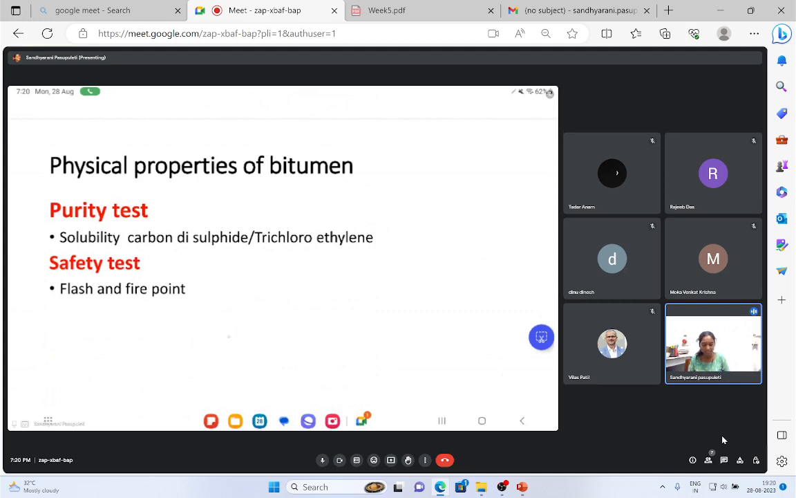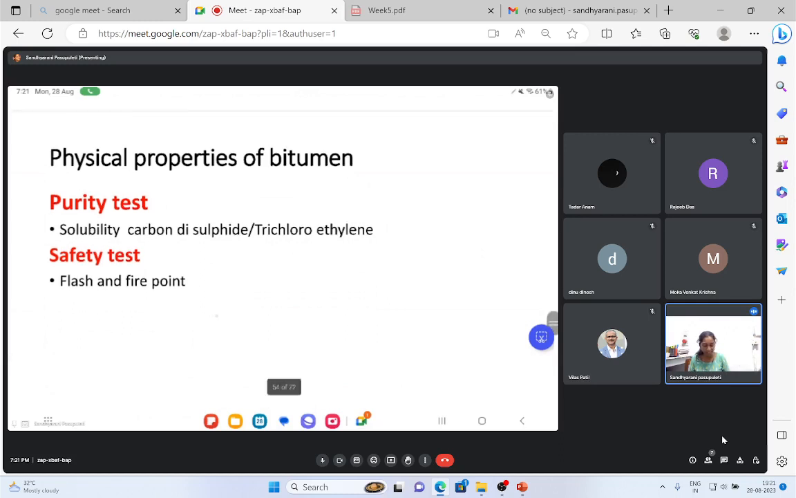So, purity test, as we have already discussed, to understand the quality of the bitumen, we try to dissolve that bitumen into either carbon disulfide or trichloroethylene. So we do not want more than 1% remaining. So 99% we want the bitumen to be dissolved.